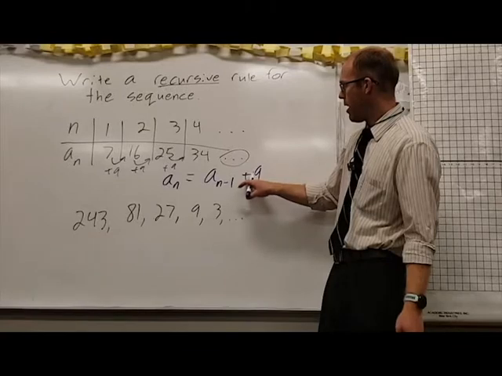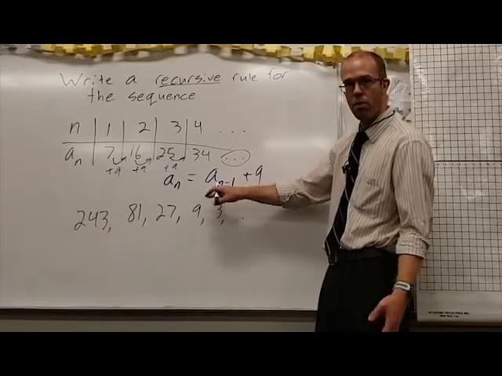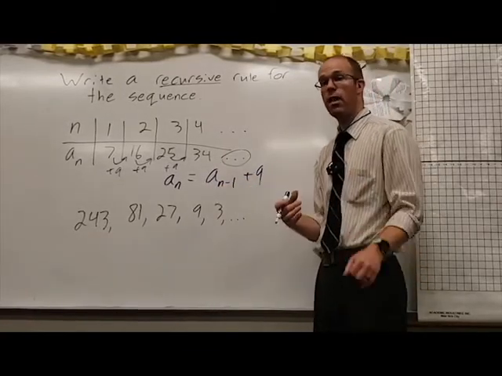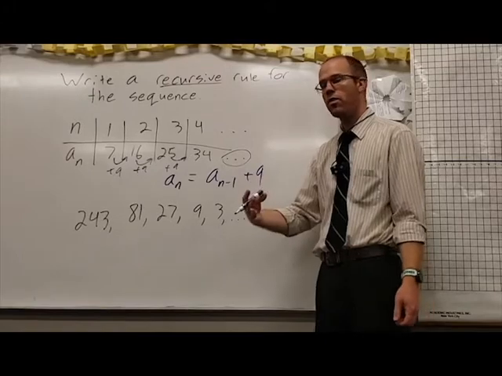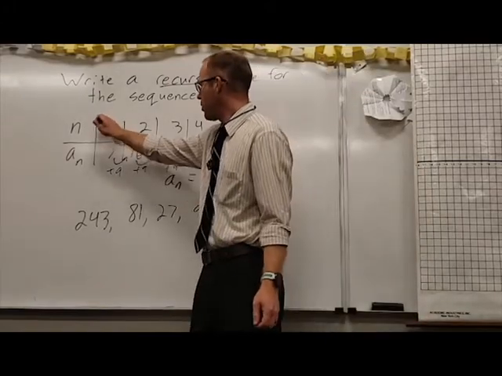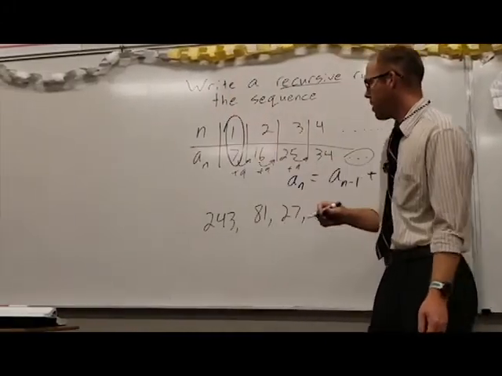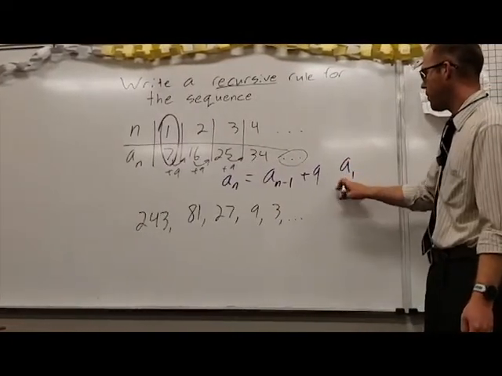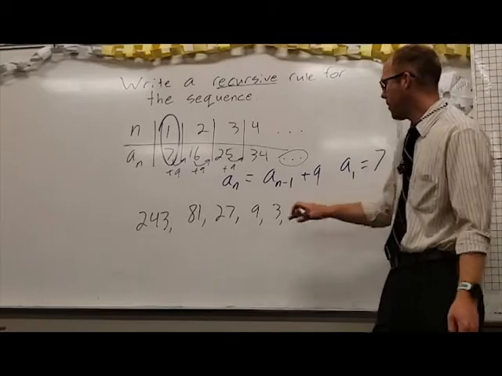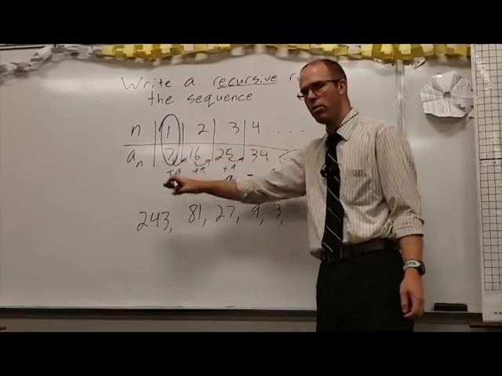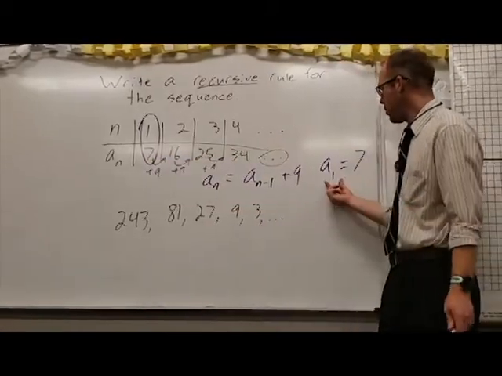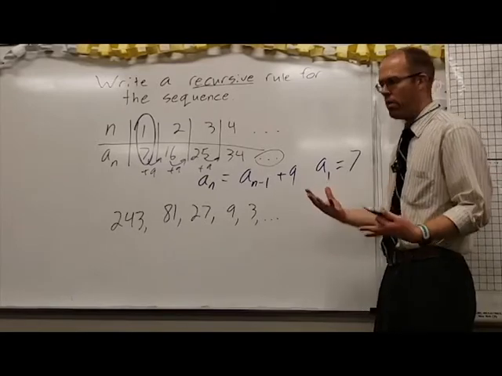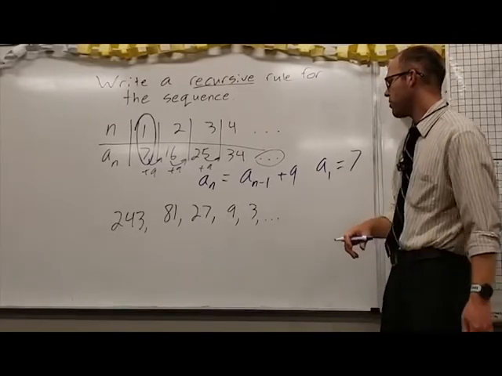In order to add 9 to a step before, we need some place to start. We need a value to begin that process. So that value will usually be the first step in the sequence. So a sub 1, the value of our first step, is 7. We've given that on the table right here, so we're just going to write that down. You could start with another value if you wanted to, but it's typical to start with the first value.